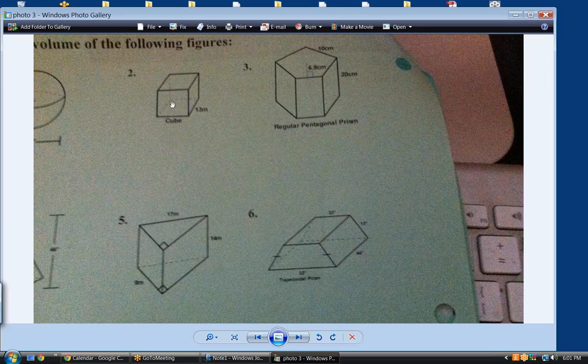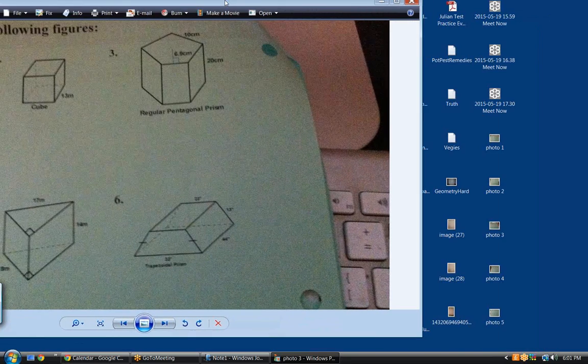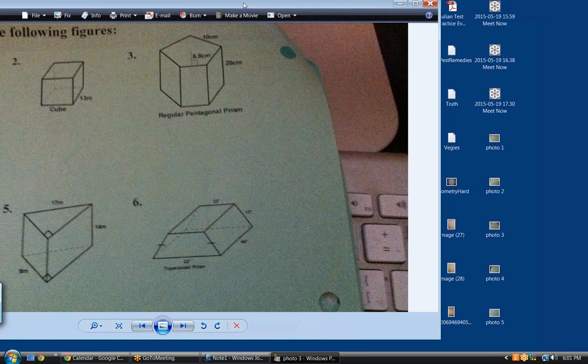Yeah, so base times height? Well, it's not base times height, it's the area of the base times the height. What's the area of that base you see there? 13 times 13. And what's the height of the cube? 13. So the volume of a cube is the one dimension cubed. It's 13 times 13 times 13. So 13 to the third power? Cubic meters.